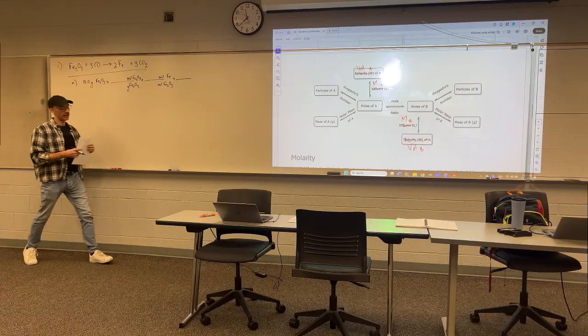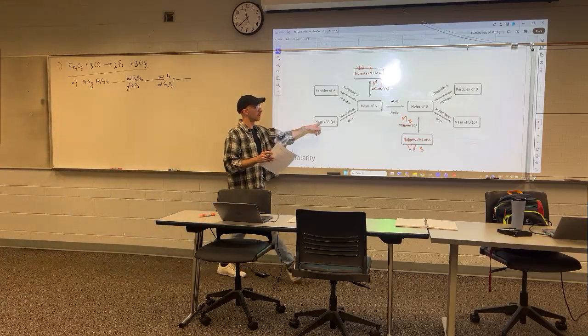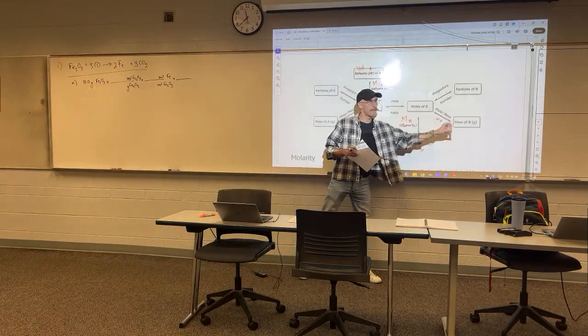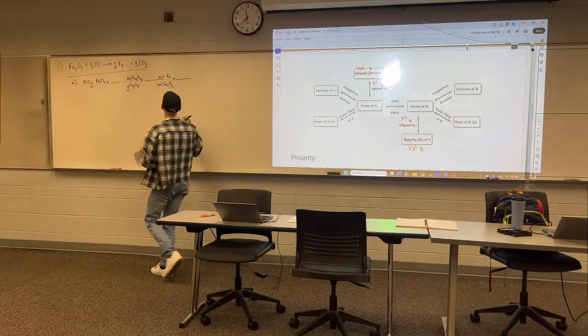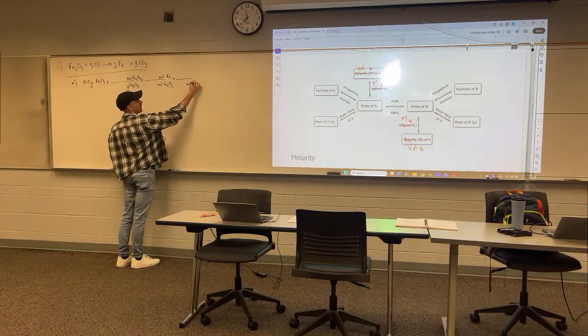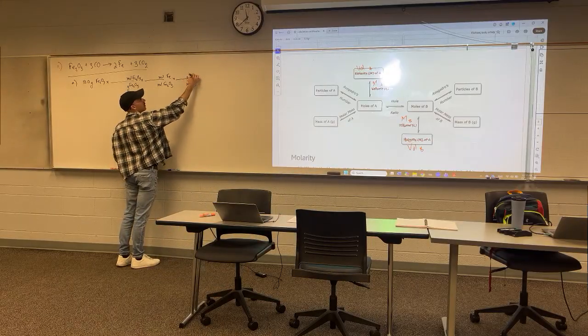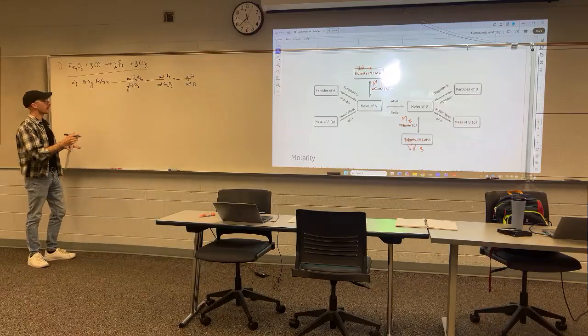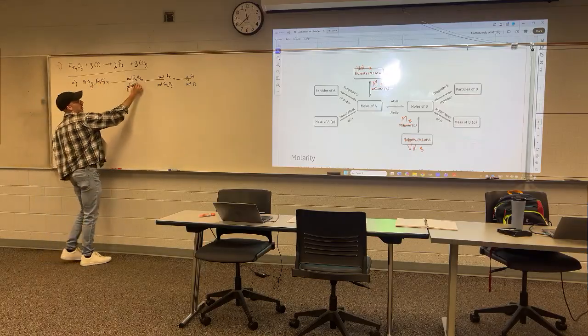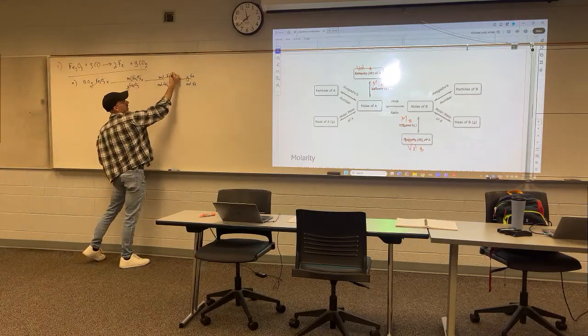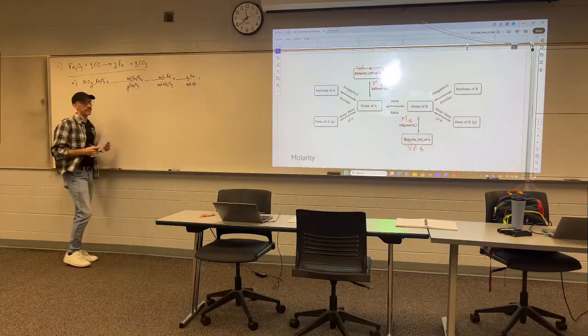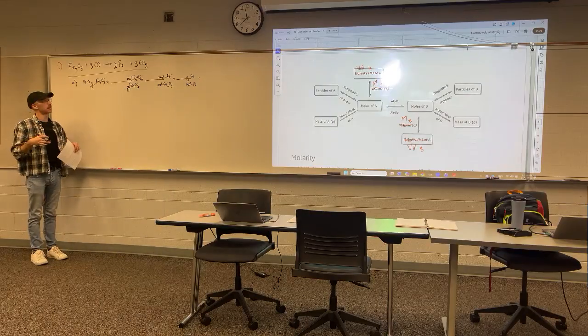The last one, I've just crossed over the mole to mole. Now I want to figure out mass of iron. So once again, I need the molar mass, this time of just iron. All my units canceled. Grams of iron 3 oxide, moles of iron 3 oxide, moles of iron. All right, help me fill in some of these numbers.